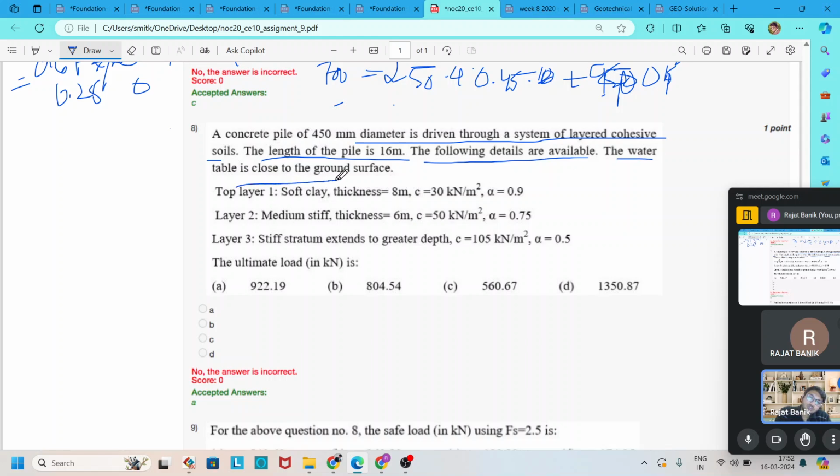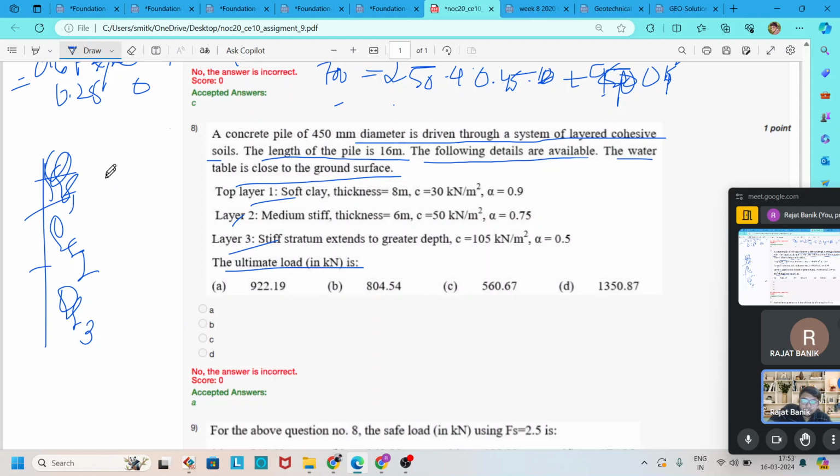The water table is close to the ground surface, and top layer properties are given. Layer 2 is also given. Bottom layer properties are also given. To find the ultimate load: the water table is at the ground surface, but the soil is cohesive soil, so there is no effect of the water table. So we find out the skin friction first for the different layers. Here it is QF1, QF2, and QF3.